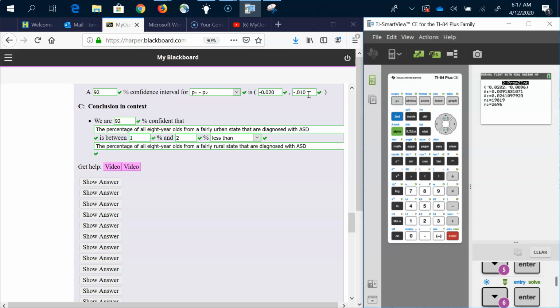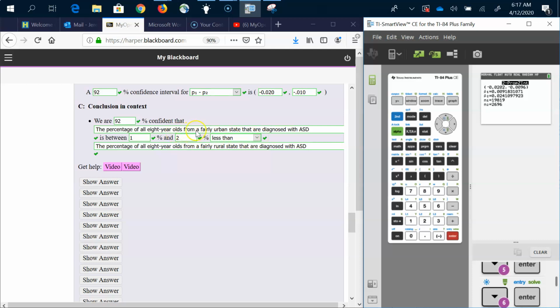That's the confidence interval. So we are 92% confident that the percentage of all 8-year-olds from a fairly urban state that are diagnosed with autism is between 1 and 2% less than. How did I get 1? Because I converted this to a percent. How did I get 2? I converted this to a percent. Because they're both negative, I use the word less. So between 1 and 2% less.